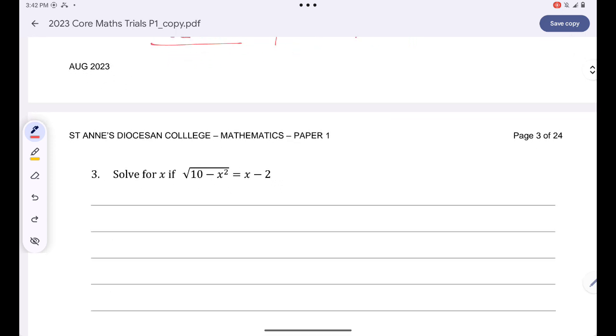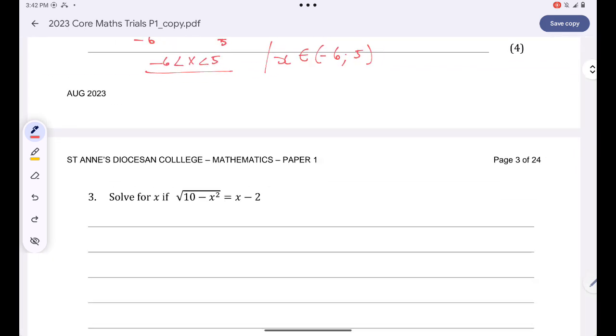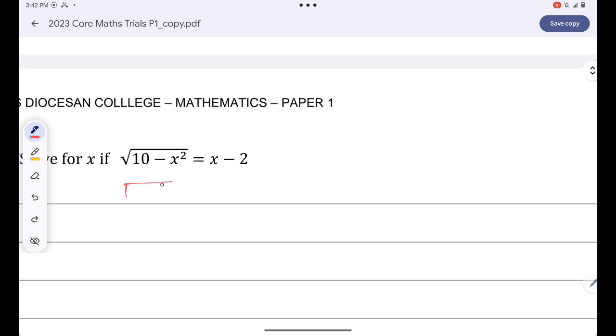Okay, now we are given a quadratic equation that has surds. The first thing we need to do is to remove these surds for us to be able to solve x. So I simply have the square root of 10 minus x squared, which is just equal to x minus 2. Right? How can I remove surds? By just squaring both sides.